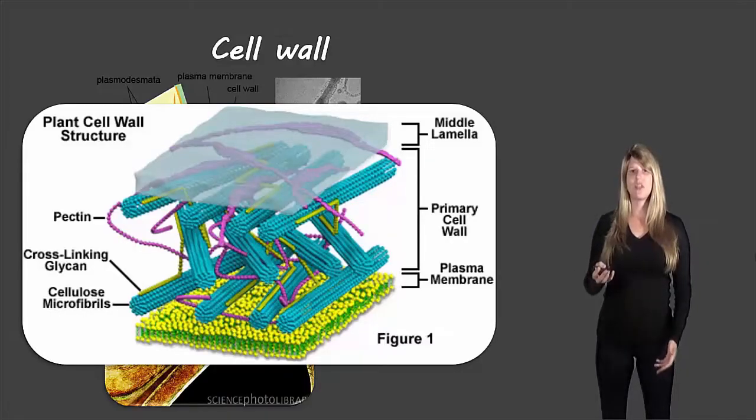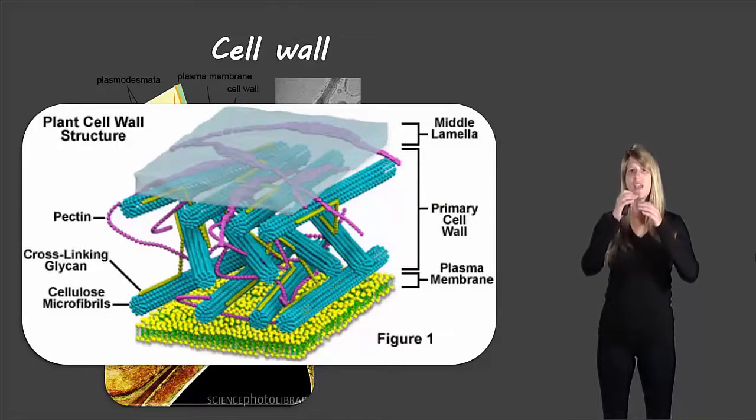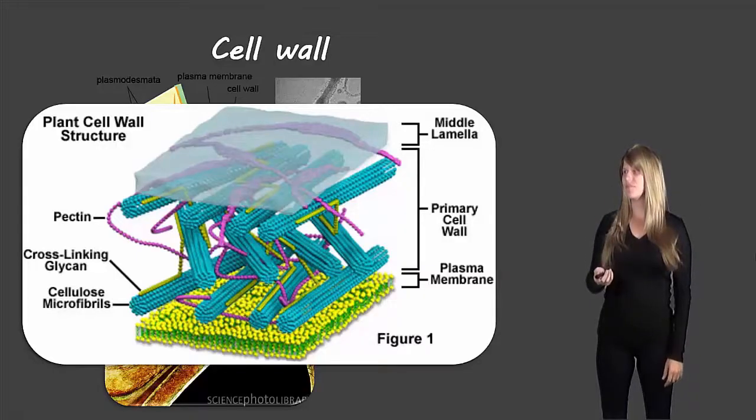And then this diagram here just shows how complex the cell wall really is. It's not just one substance, but it's actually different layers of different types of chemicals on top of each other, different types of polypeptides, different types of carbohydrates, all linked together and stacked on top of each other.